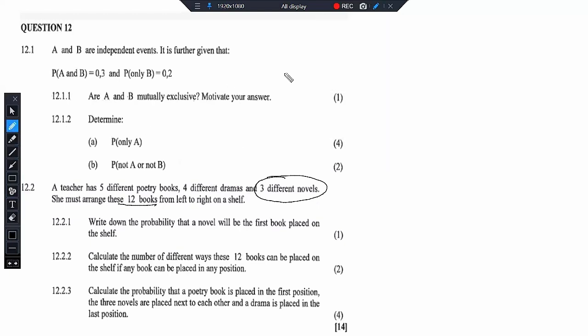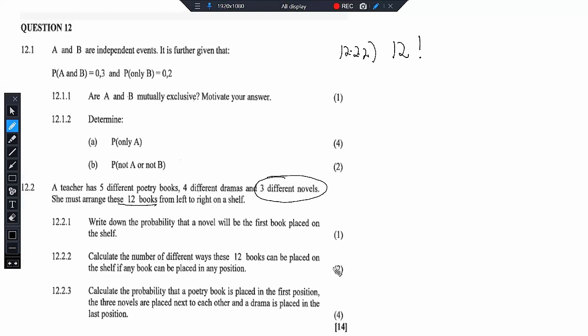Then 12.2.2. It says calculate the number of different ways these 12 books can be placed on the shelf if any book can be placed in any position. So that means randomly, right? Whenever there is no restriction, we are just placing the books randomly. You just simply take the number of books and then a factorial. So that's 12 factorial ways.